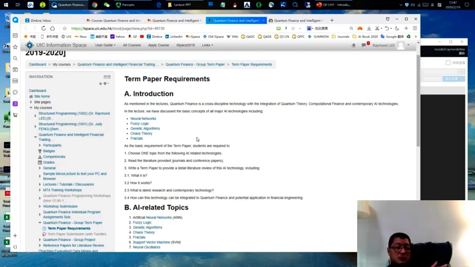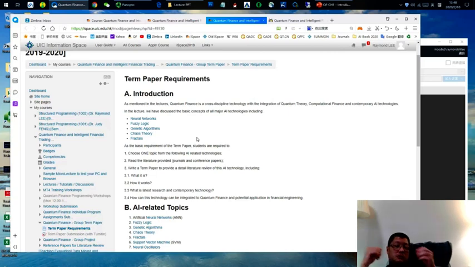So they only need to read the papers and write a term paper, okay, to describe what it is, how it works, what the latest research and contemporary technologies are about it, and how it can be used to integrate with quantum finance, okay, and its potential application in financial engineering.